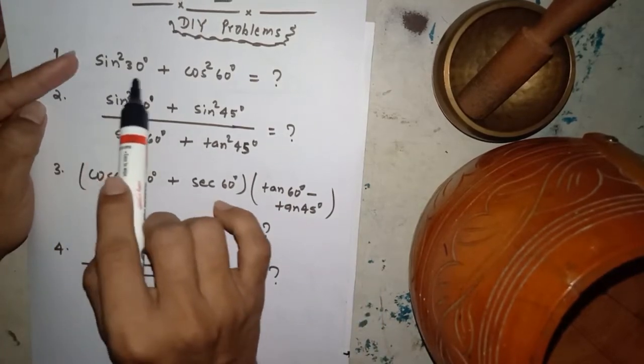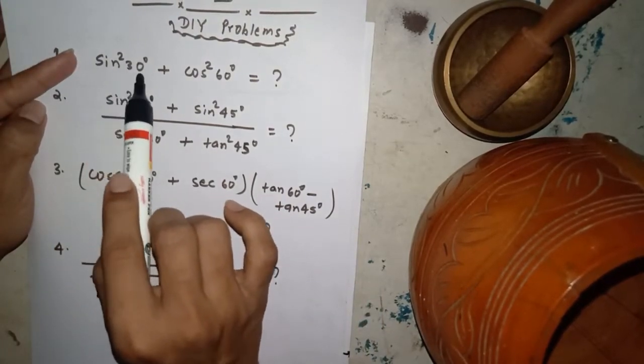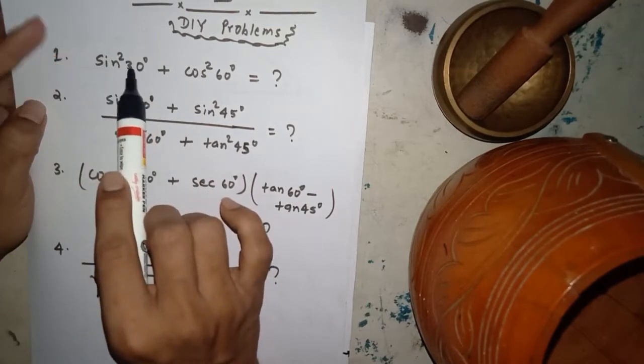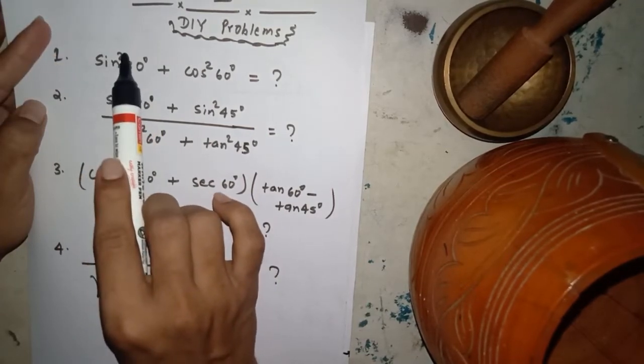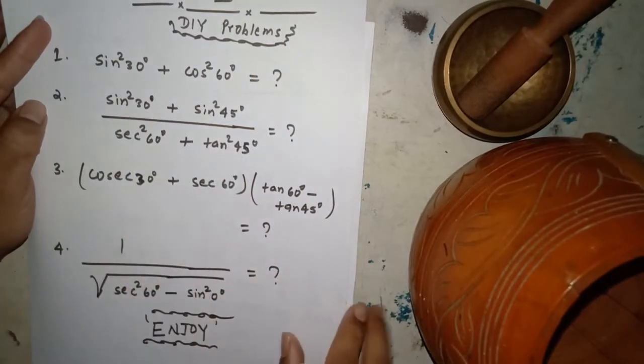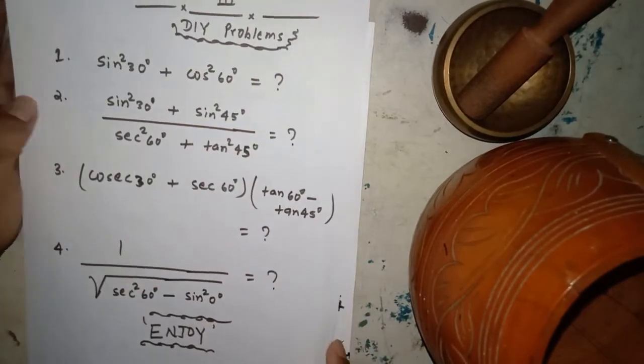You have to just write down the value of sine square 30 degree. Sine 30 degree means 1 by 2, and 1 by 2 whole square. In the similar way you have to solve it out. Okay.